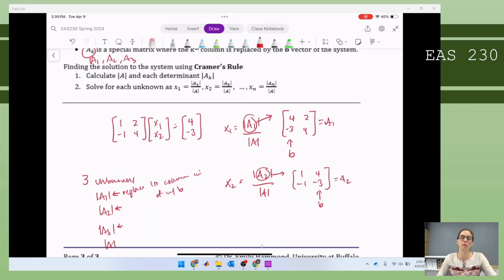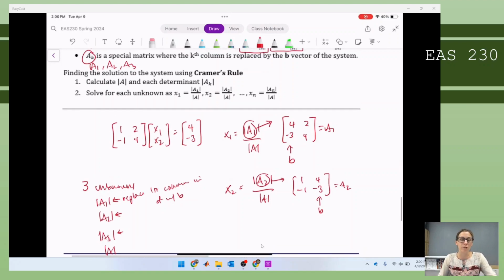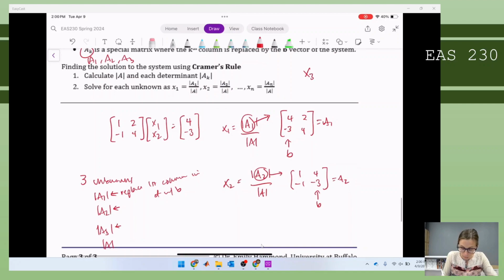This also allows us to find one solution or one unknown at a time. So if I'm only interested in finding x3, all I need to do is find the determinant of A3, divide that by the determinant of A. So I only need two determinants.